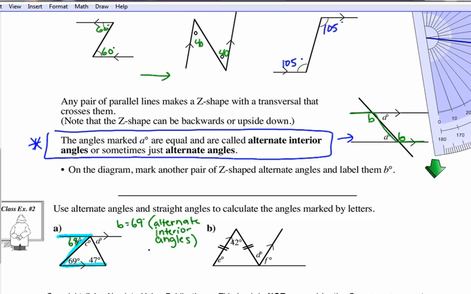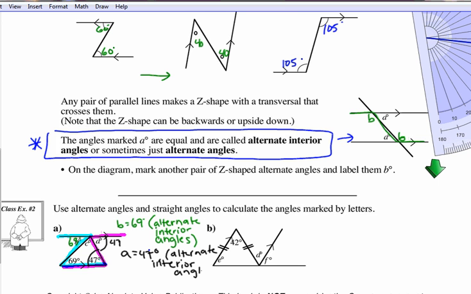Do we see another Z? It might be backwards or mirrored. It's purple. So here's our parallel line, transversal, parallel line. So where are my interior alternate, or alternate interior, A and 47. So A equals 47 degrees. Why? Because of alternate interior angles, or alternate angles. That's the name of it.